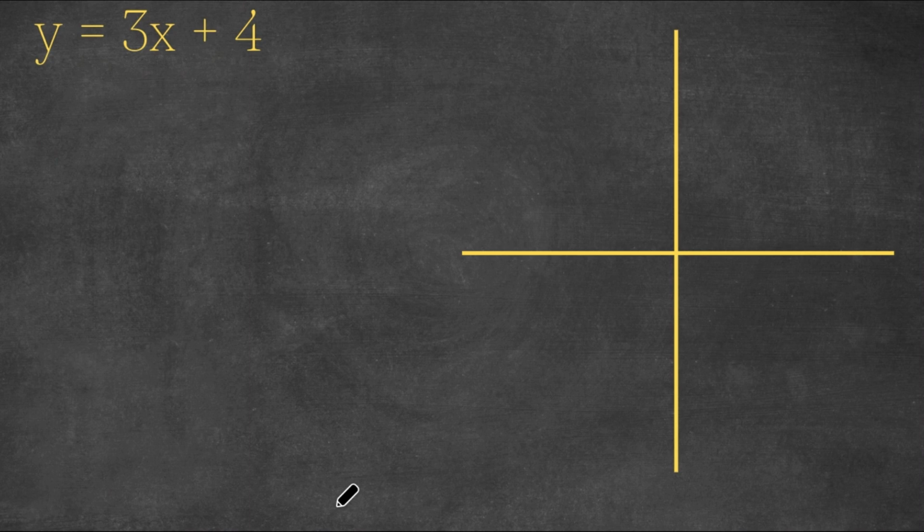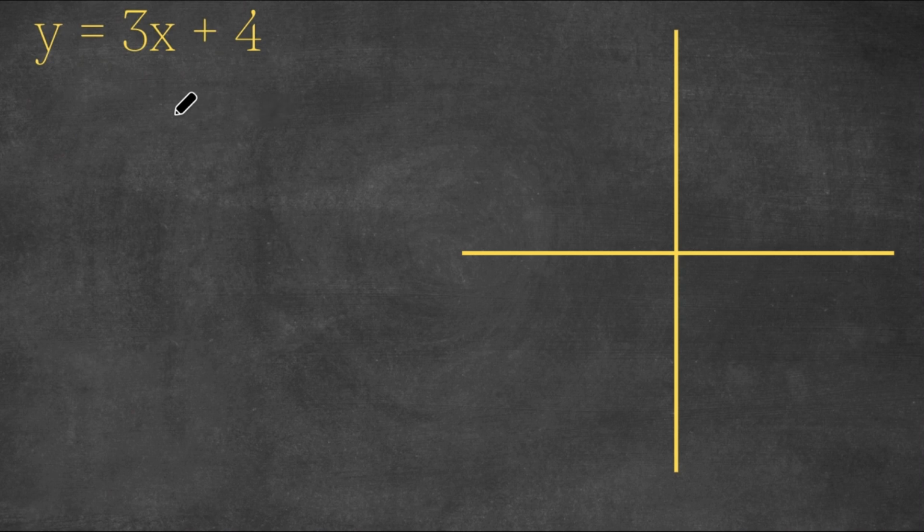In today's video, I'm going to be giving you guys an introduction to x and y intercepts. So we have our equation here, y equals 3x plus 4, and it's in slope-intercept form. So before I go on about explaining what x and y intercepts are, let's go ahead and first graph this equation.